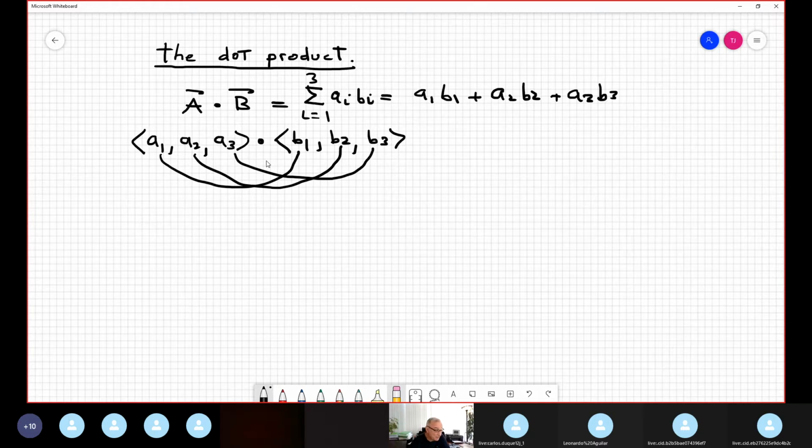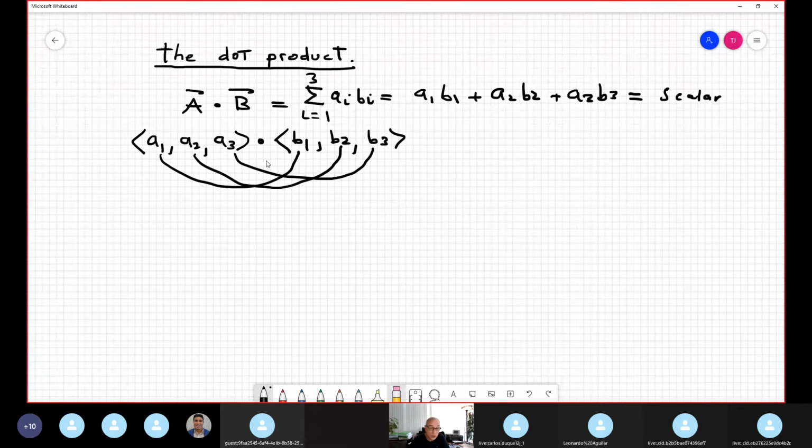This is the definition. But notice that the answer for this is a scalar, no vector anymore. So you multiply two vectors, however, you get a scalar. This is a special multiplication. This is the dot product. I promise you we will study another kind of product, I don't know if today or not. But this is the dot product, and the answer is a scalar. And this is the definition.